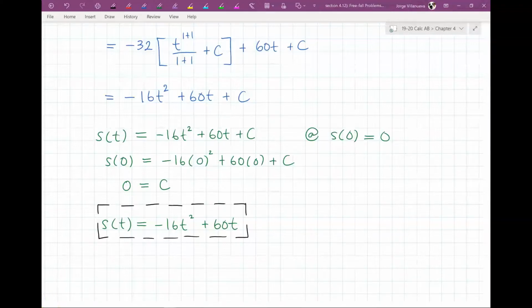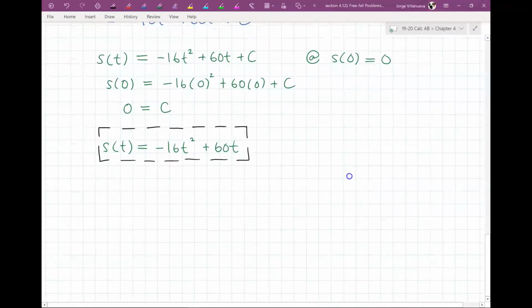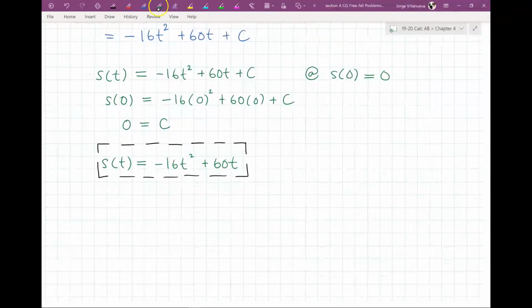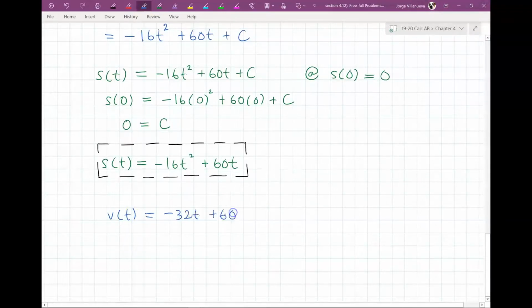All right, so like I said, in order to figure out how high something goes, we have to think about velocity and when does velocity equal 0. So v of t, which I think I wrote in blue, was equal to negative 32t plus 60. Is that correct? Yeah. Negative 32t plus 60. I'm going to set it equal to 0. And that's going to give me my maximum.